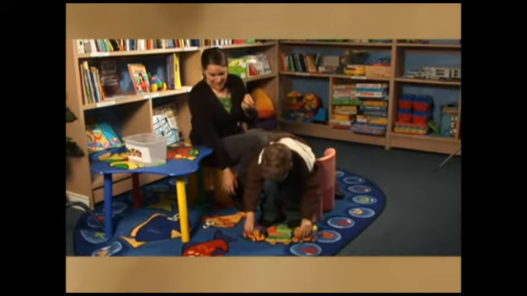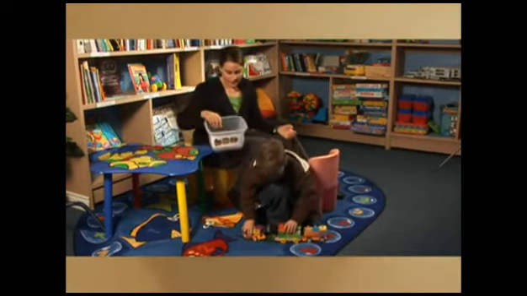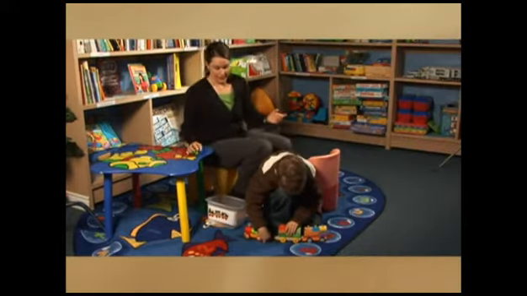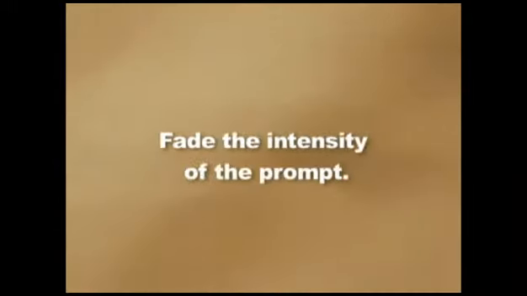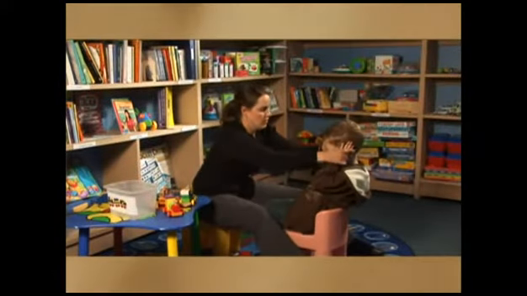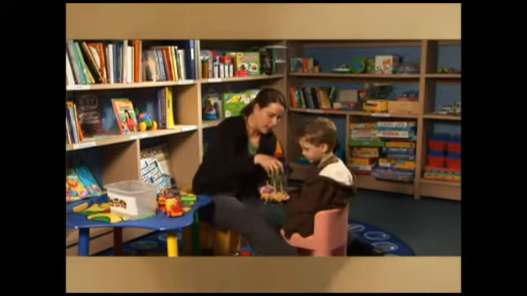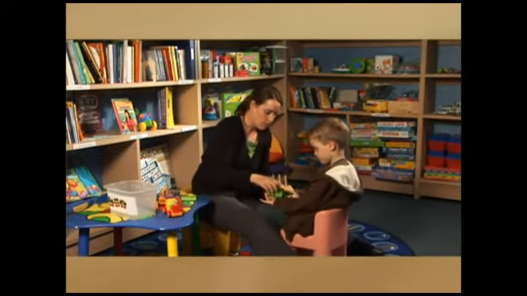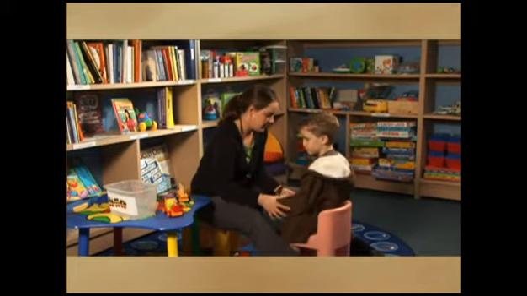Notice in the last trial, the therapist held her hands at the ready, but no longer used the hand-over-hand prompt. There are two ways to fade prompts using the prompt hierarchy. The first way is to fade the intensity of the prompt within a level of the prompt hierarchy. The second way is to test or probe the child's competence at the next lower level of the prompt hierarchy. With both methods, the goal is to fade prompts as quickly as possible while ensuring maximum success.